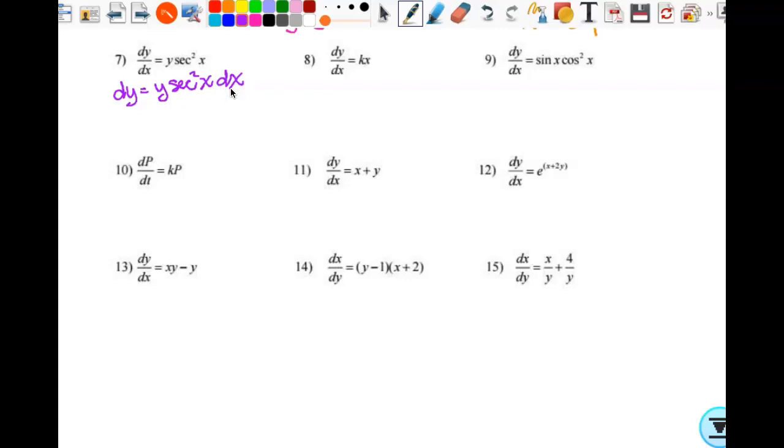Then I'm going to divide both sides by what? Y. So I'll get 1 over y dy equals secant squared x dx, and then we're good to go. Yes? All right. Here, I'm going to multiply both sides by dx, so I get dy equals kx.